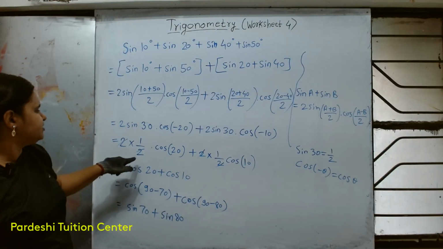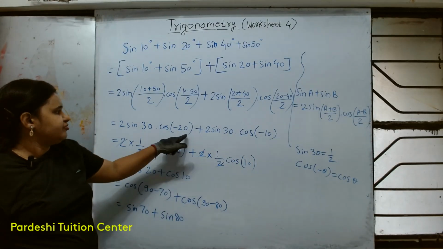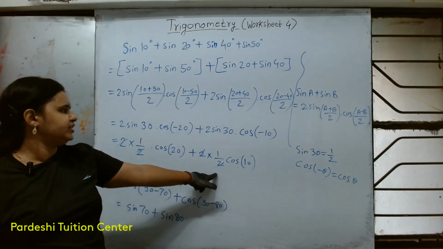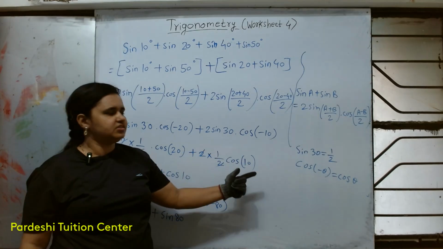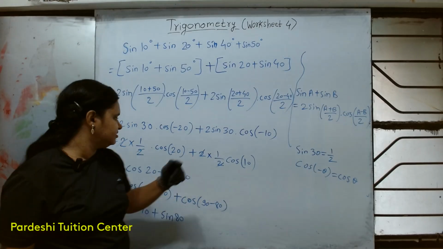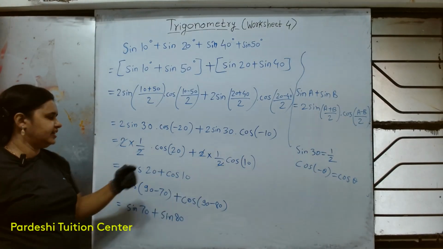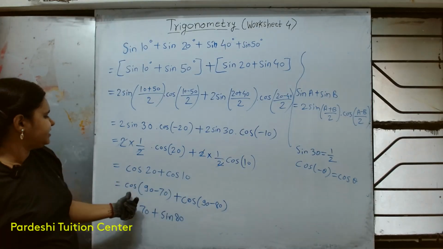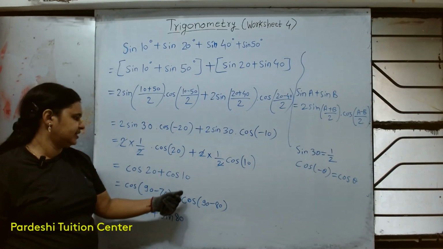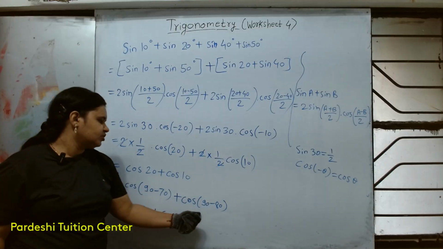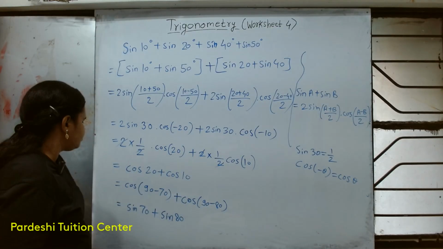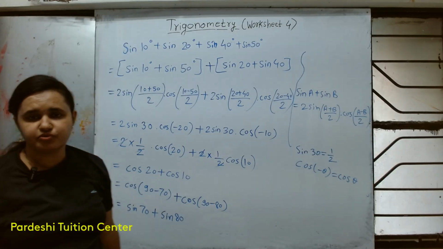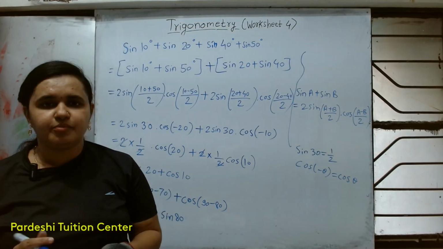Now sin 30 is again 1 by 2, cos of minus theta is cos theta, that's why it is cos 20. Sin 30 is again 1 by 2, cos of minus theta is cos theta, that's why it is cos of 10. Now 2 got cancelled and remaining is cos 20 plus cos 10. Now cos 20 I can write as cos of 90 minus 70 and cos 10 I can write as cos of 90 minus 80. So we have got sin 70 plus sin 80 from this. Okay. So the option is first one, and CUQ is completed here.